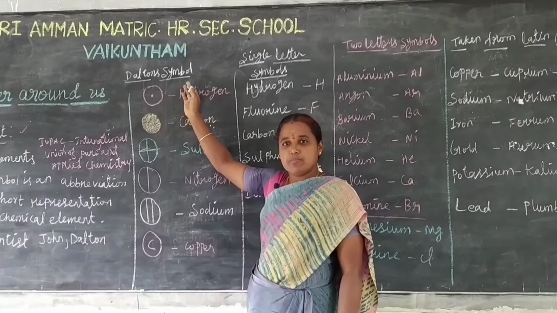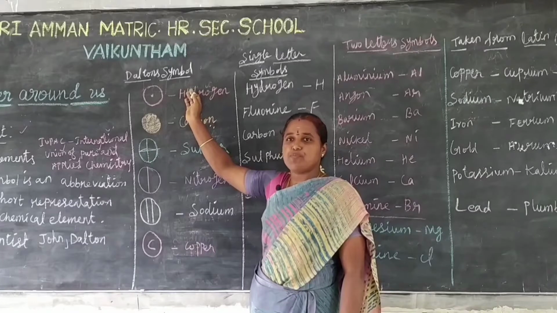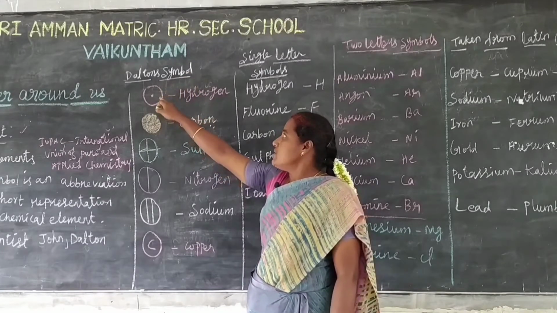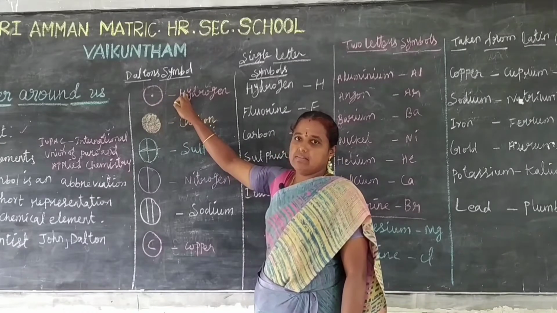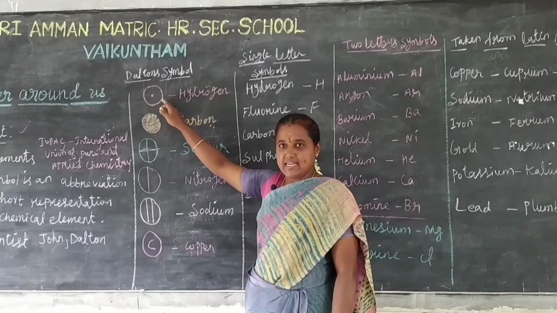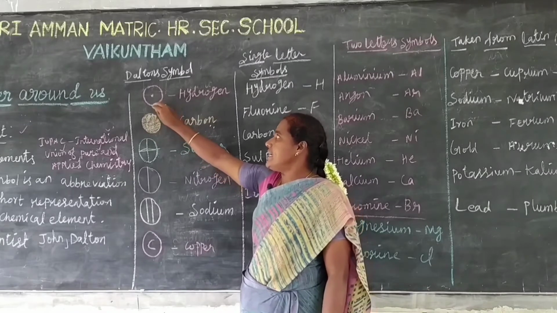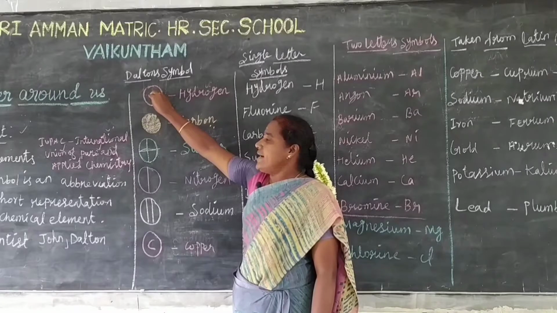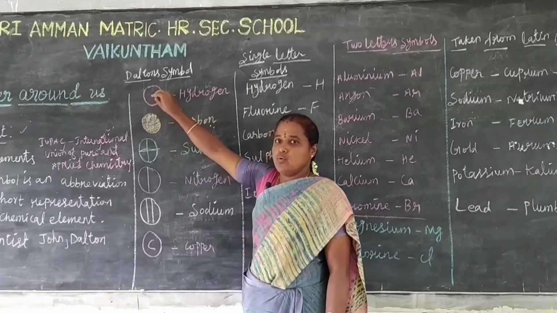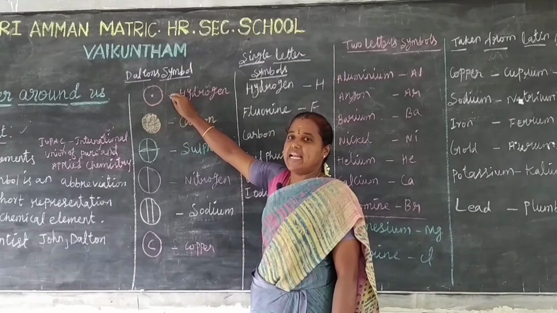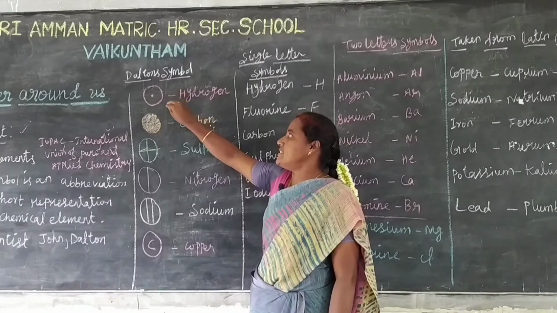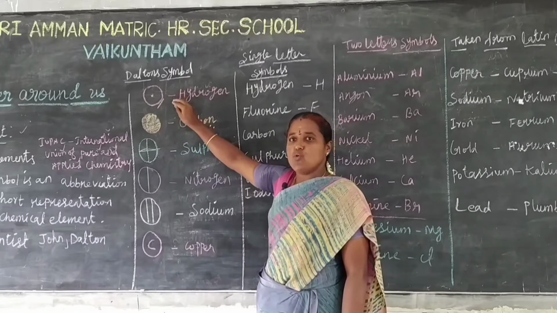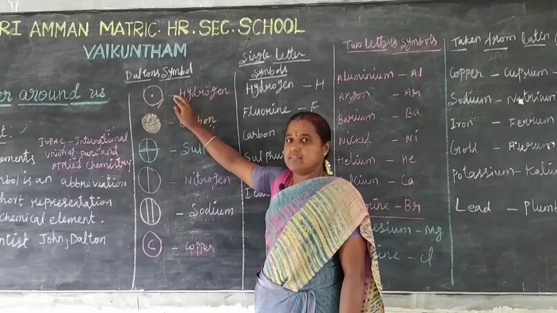Here are symbols for some elements as proposed by John Dalton. First one is the symbol for hydrogen. Hydrogen atom had a circle with a dot at the center. This symbol of hydrogen represents one atom of hydrogen.